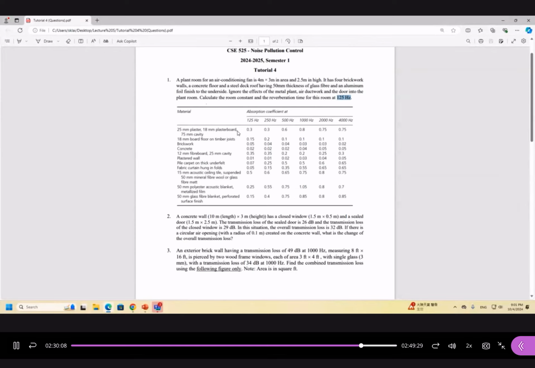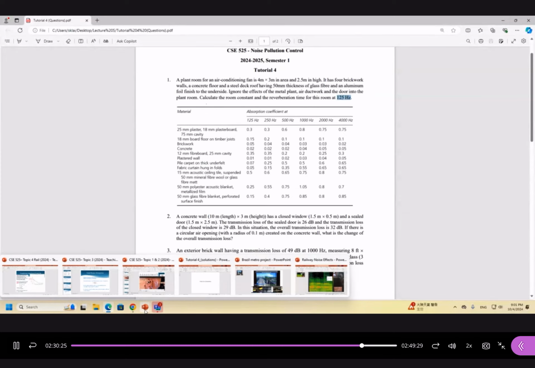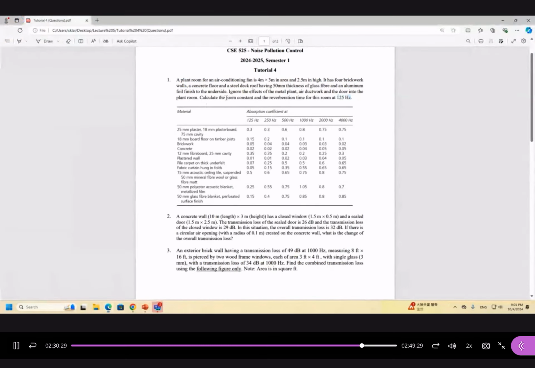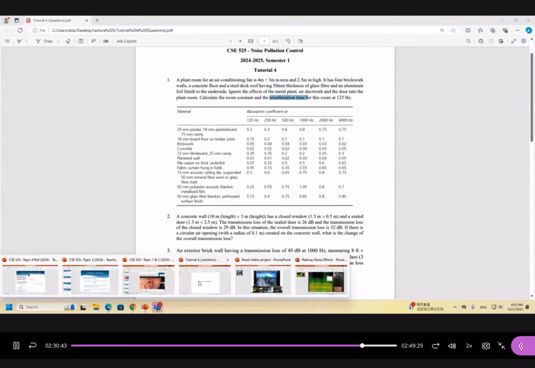You may refer to the absorption coefficients in these tables, from 125 Hz up to 4k Hz. This question type is similar to your assignment questions and even your final exams, so I want to give you more examples for your practice. For the first question, we need to find out the room constant. Please bear in mind that there are two questions. The first one is to identify the room constant, and the second one is to determine the reverberation time. Okay, let's do it together.